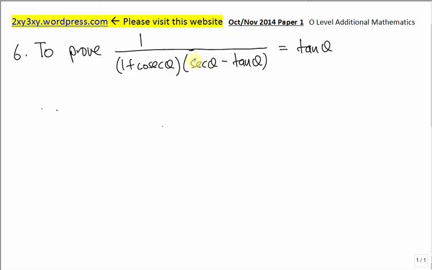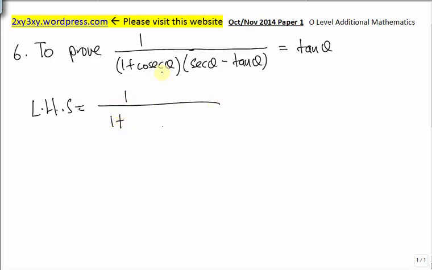For proving problems, normally we start with the more complicated expression. So in this question, the left hand side of the expression is more complicated, so we start with this first. So left hand side is equal to 1 over.